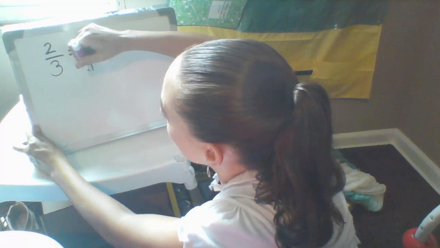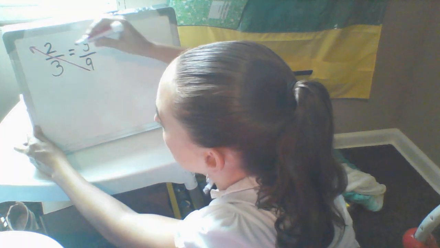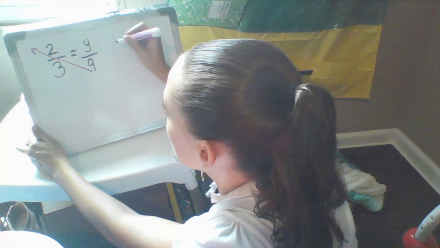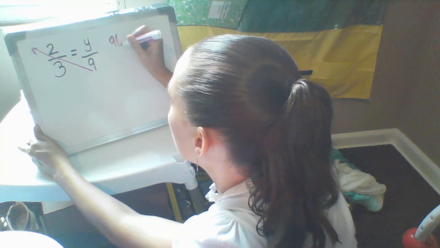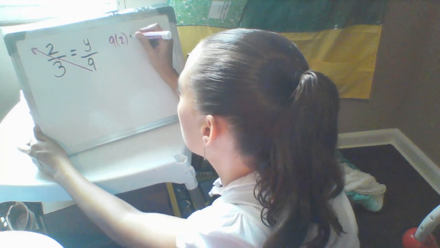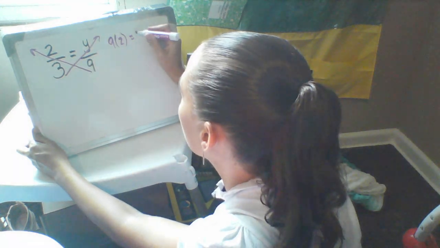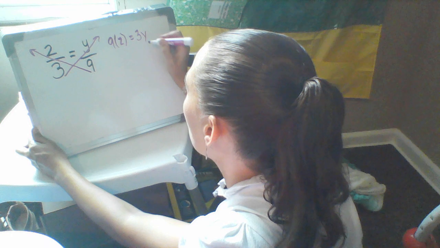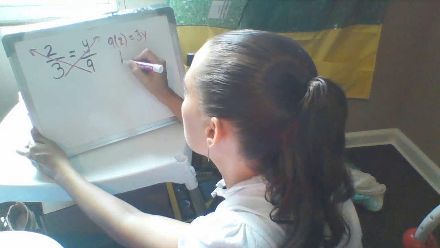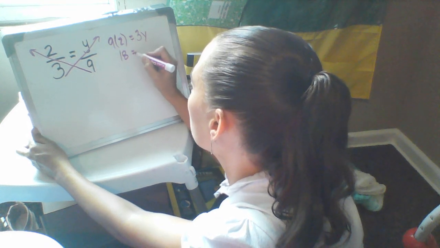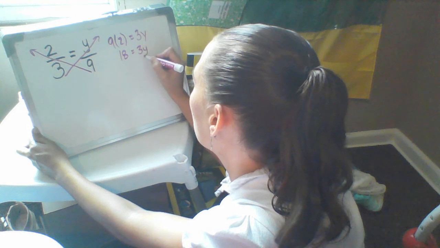Okay, so again, you go from the bottom up. So that lets me know I'm doing 9 times 2. So over here, I'm doing 9 times 2. Then I'll do my equal sign, and I'm doing 3 times y. 9 times 2 is 18 equals 3y.